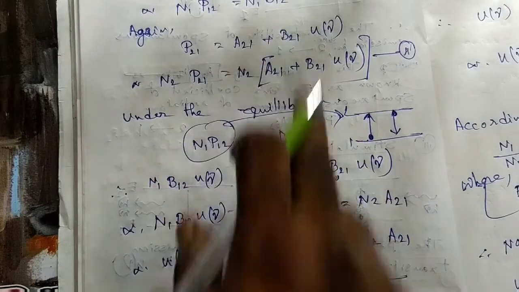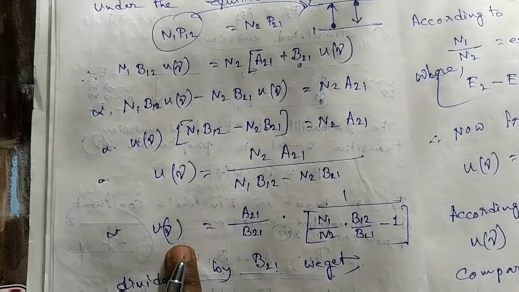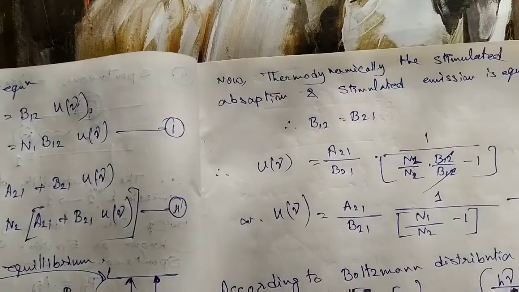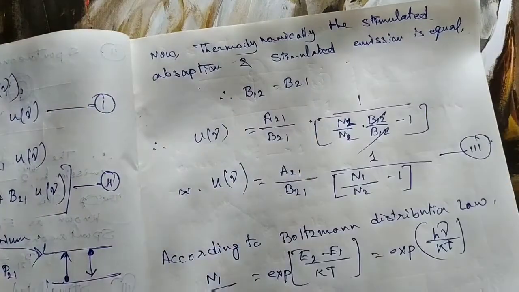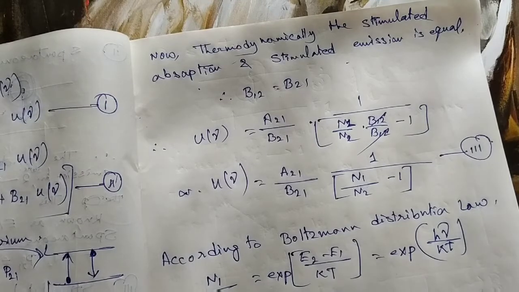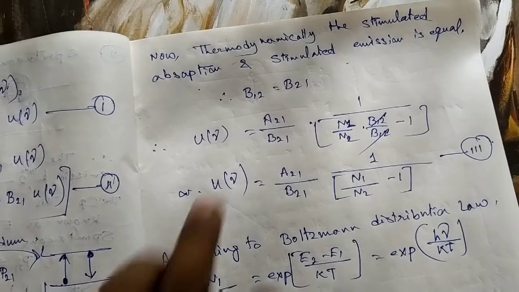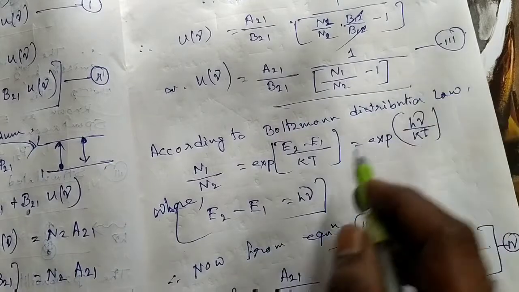Then we equate these two equations and simplify, and we get this in the form of U nu, where U nu is the energy density. Thermodynamically we know that stimulated absorption and stimulated emission are always equal. That means however many atoms go from the first state to the second state, the same number come from the second state to the first state, so the coefficients are equal. Then we put in the equality of the two coefficients and simplify to get U nu in terms of these.